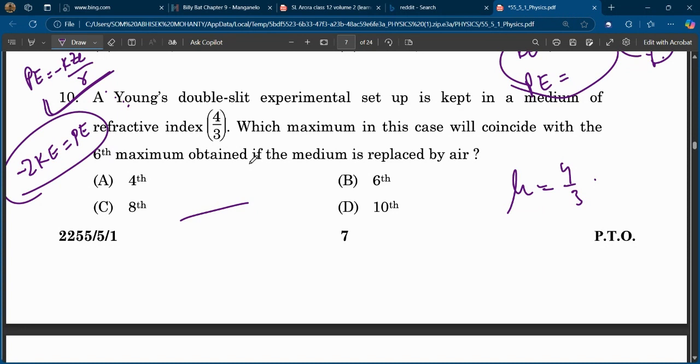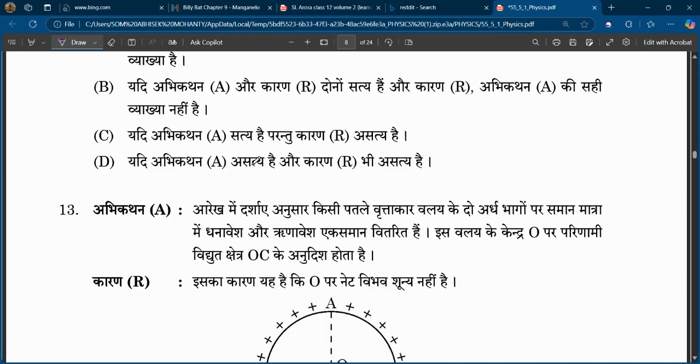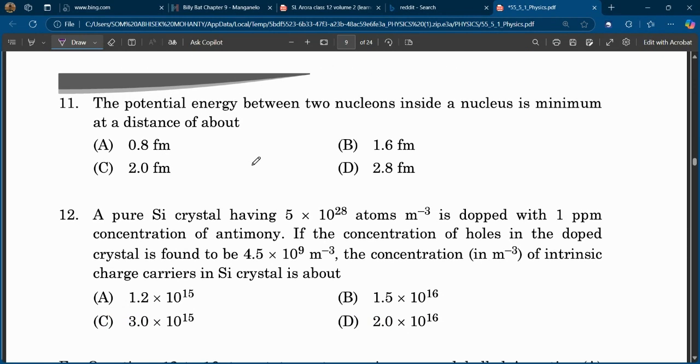Okay then, let's move to the next question. Try this question now. The potential between two nucleons is minimum at a distance of about which one? Which one is the answer? From now on, you solve all the questions. Okay, this one also to be 1.6 for me.